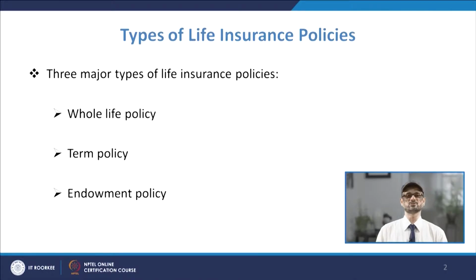So, we had the introduction about life insurance in the earlier lecture, and we also started the discussion about the types of life insurance policies. As we knew in that lecture, there are basically three types of life insurance policies. One is the whole life insurance policy, second is the term insurance policy, and third is the endowment policy.